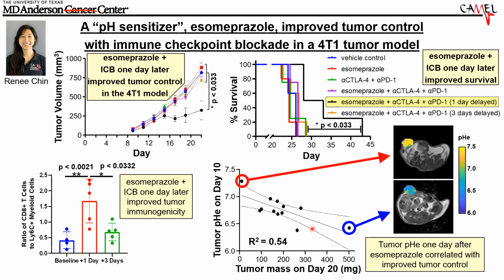And if we show each of those mice in this plot in the lower right, those individual mice that had high pH after giving esomeprazole had the lower tumors, and those mice that had low pH and was not so responsive to the esomeprazole had less tumor control. Tumors continued to grow. Therefore, we can identify individual mice and hopefully individual patients who are responding to esomeprazole.